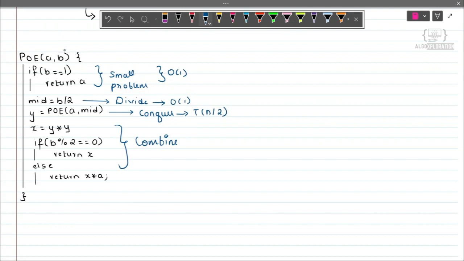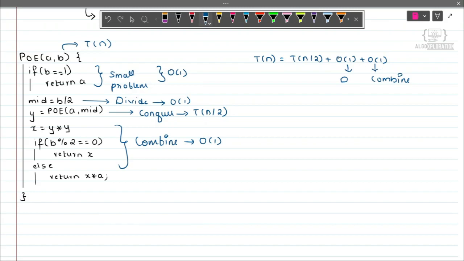because let's say this take t of n time. So conquer part will take t of n by 2, and combine part will also take order of 1 because it is actually multiplication only. Now the recurrence relation to find the time complexity of this given pseudocode will be t of n equals to t of n by 2 plus order of 1 plus order of 1. This time is for divide and this time is for combine.